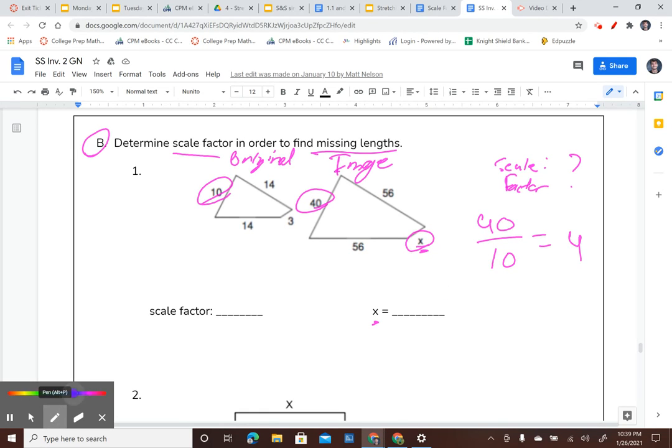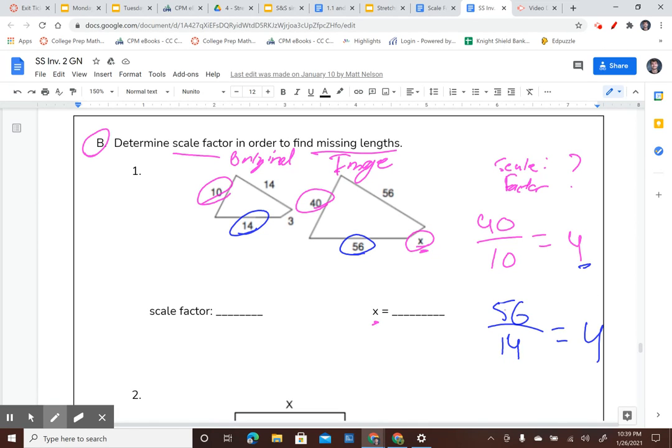Just to check that my scale factor is indeed 4, let's go ahead and take different sides here. So we'll take 56 and put it over 14, my image over my original side, and that is also going to equal 4. So our scale factor is 4. Okay, we got the first part down.